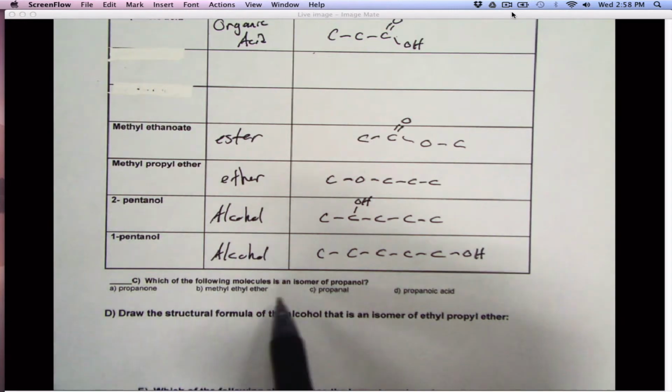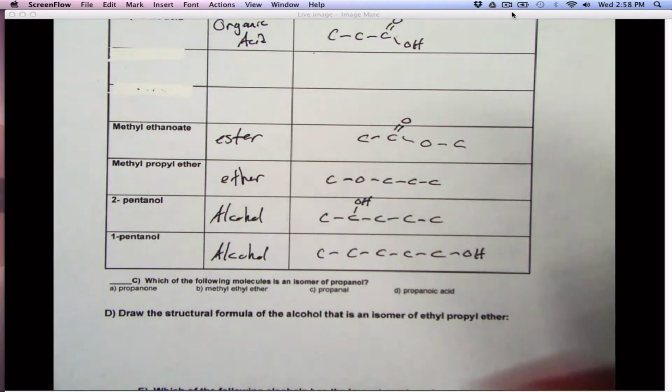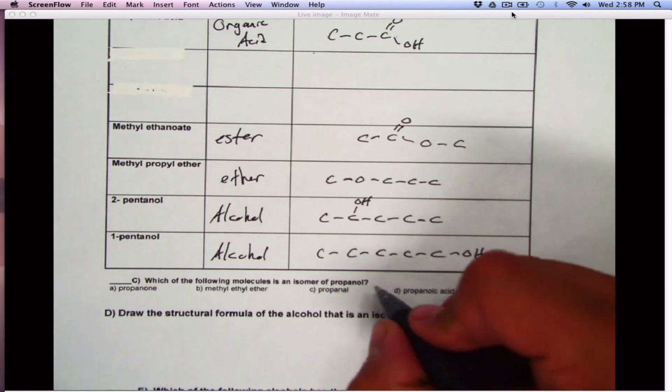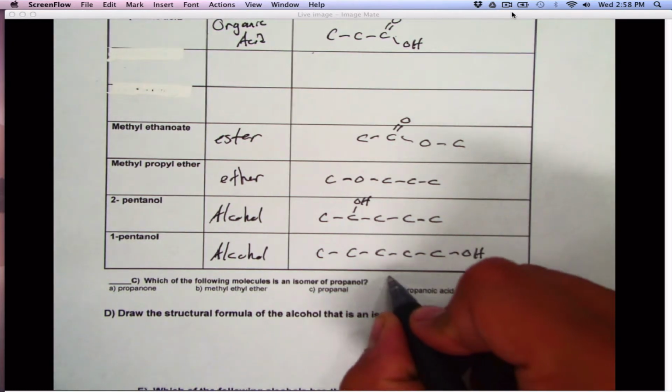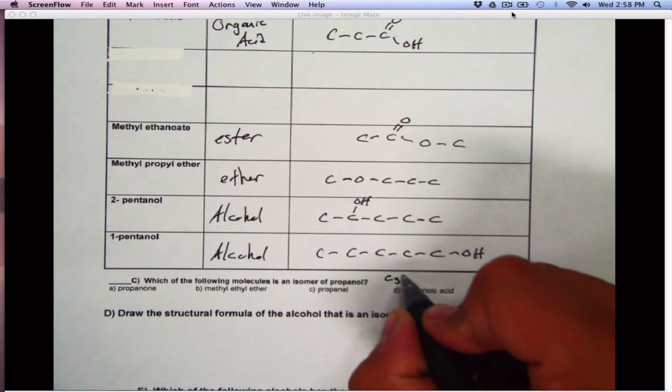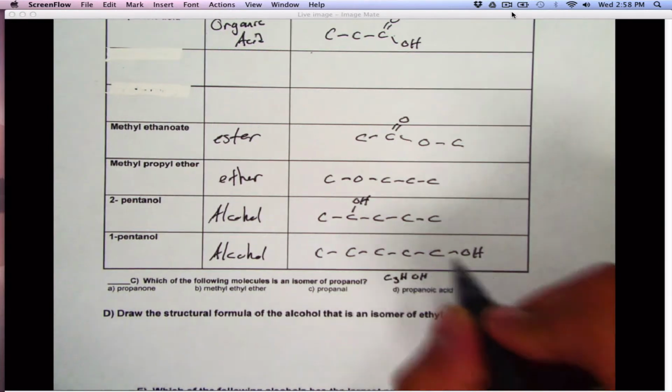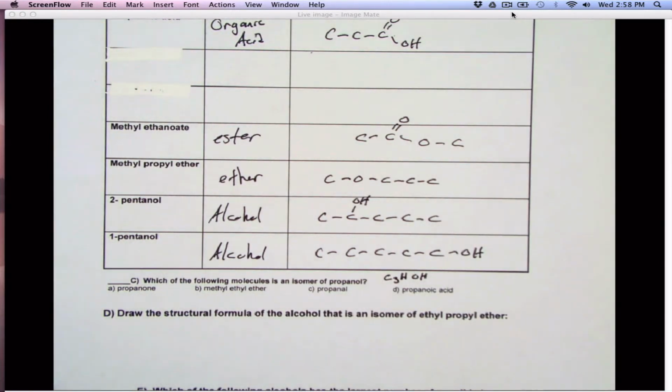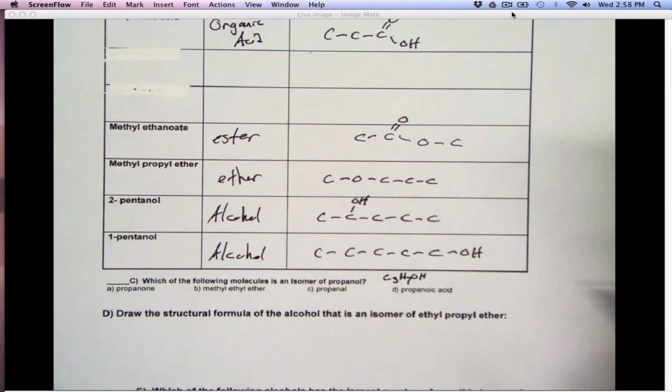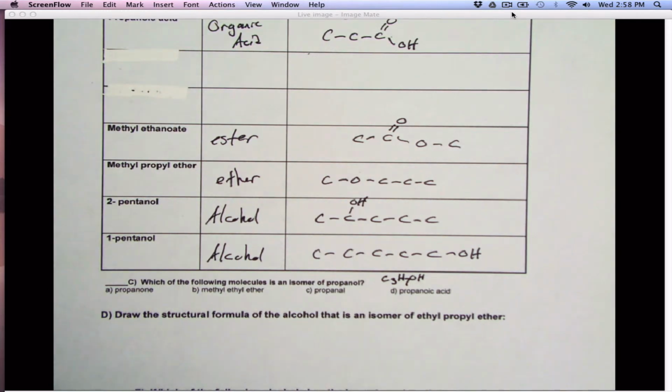So which of the following molecules is an isomer of propanol? In other words, same formula, different arrangement. All right, same formula, different arrangement. So propanol has C3H7 and then OH at the end. So it's going to be C3H7OH, or you could write it C3H8O. Depends how you want to do it. Either way, it'll all work.